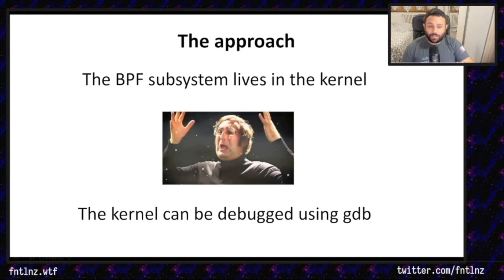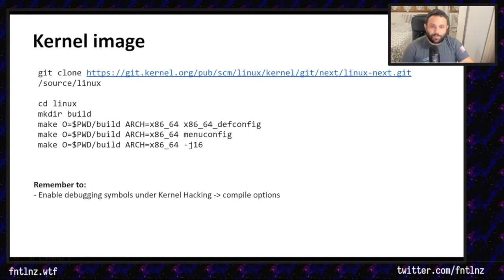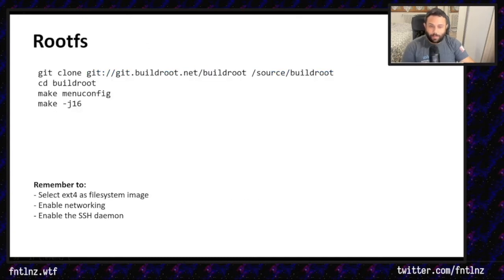The eBPF subsystem lives in the kernel, and the kernel can be debugged using GDB. With that in mind, we understand we need just a couple more things than normally. We need a kernel image, a root file system, and an eBPF program that doesn't work, of course. If not, we can go to the debugging, and GDB. To get the kernel image, you just download the kernel and compile it. The important thing is that you need to enable debugging symbols under the kernel hacking compile options.